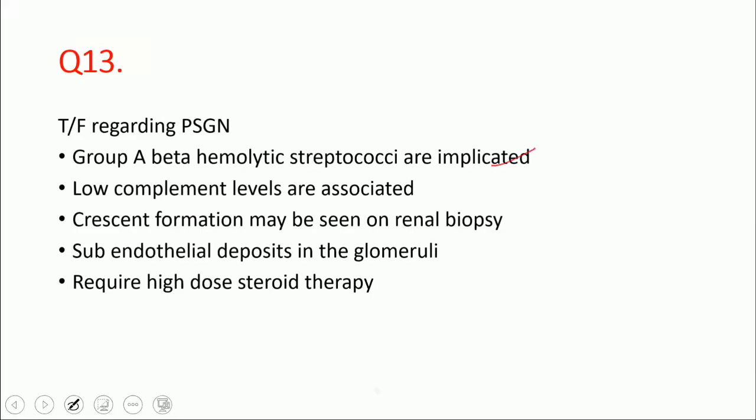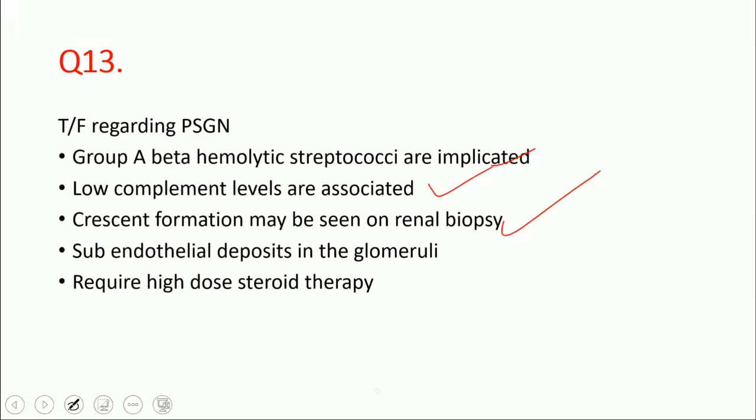Low complement levels. Yeah, because it's an active immune process, right? And it uses up the complement levels. Crescent formation is seen on renal biopsies. True, that's what I just explained, that they have a high immune infiltrate, very cellular glomeruli, and crescent formation is a histo feature that you see.